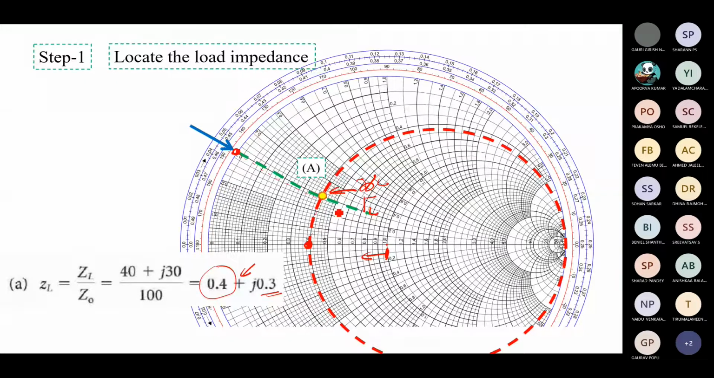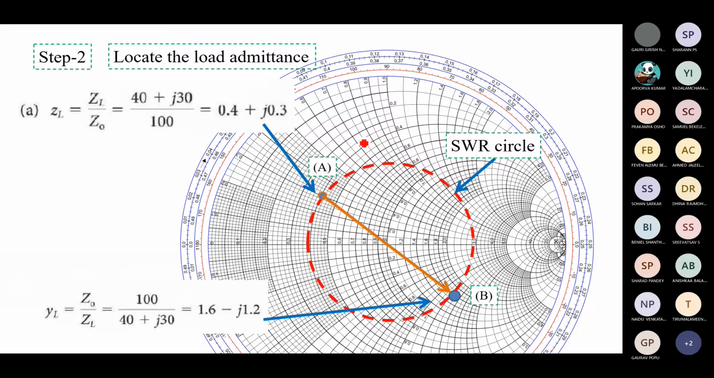Now the next step is we have to calculate the admittance for it. So how to calculate the admittance? We have to go diagonally opposite. For that we have to draw the VSWR circle. So how to draw the VSWR circle? Keep the compass one leg here, the pencil point here, and draw a circle. So that is the VSWR circle. And if you go diagonally opposite, you will find the YL point.